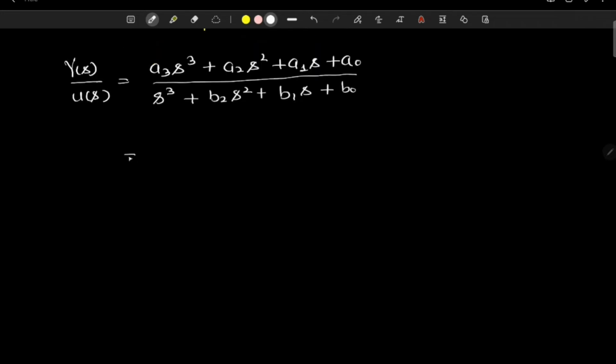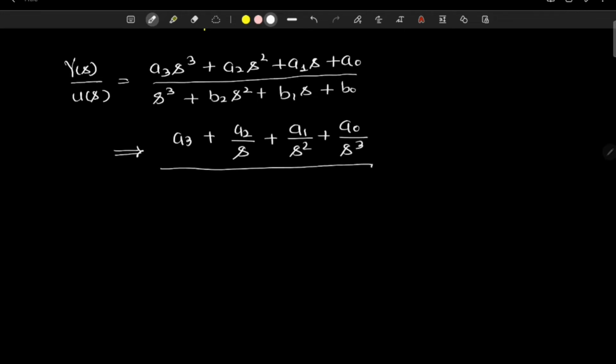Okay, now in the numerator and denominator I will take s cube as common. So this will be a3 plus a2 by s plus a1 by s square plus a0 by s cube, divided by 1 minus b2 by s minus b1 by s square minus b0 by s cube.